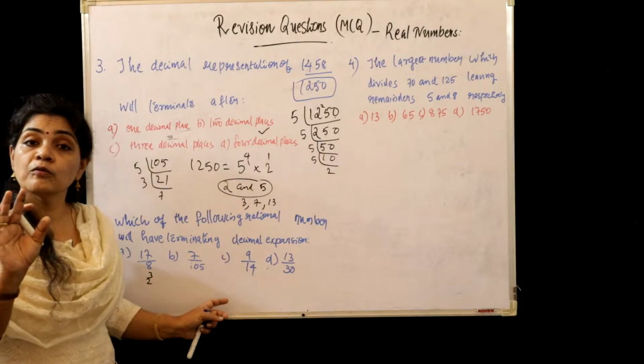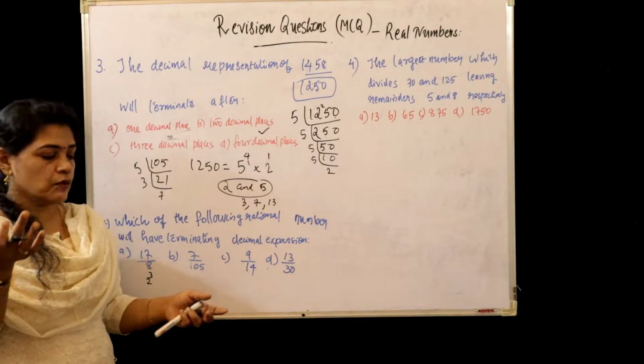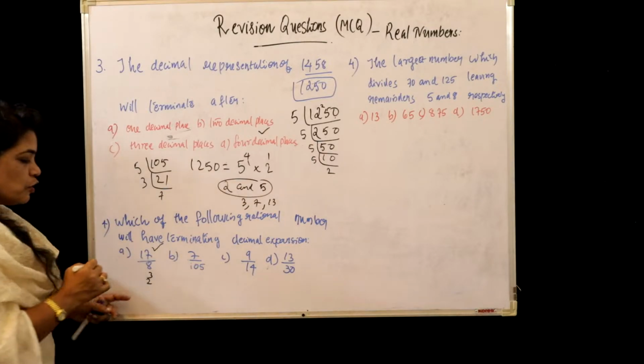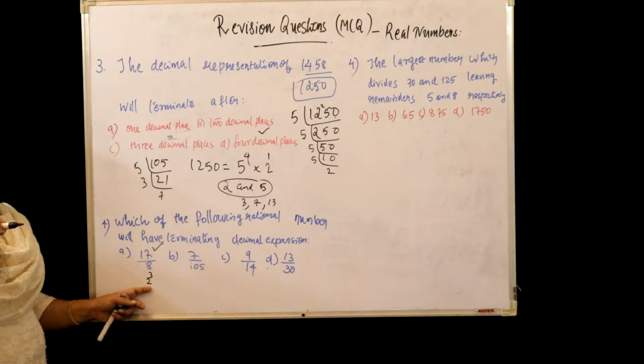The remainder will not be 0. That is the meaning of terminate. That means here the first option is the correct one. 8 is 2 cube. Understood?